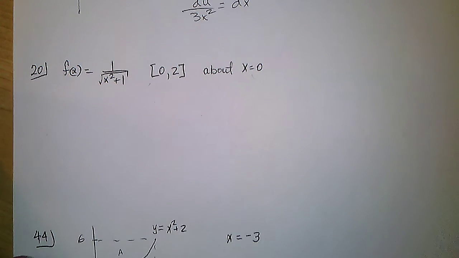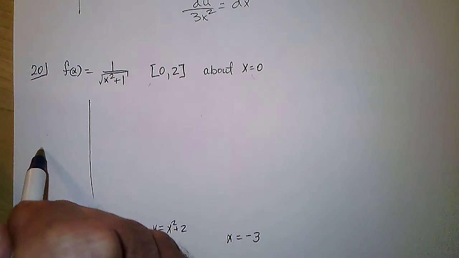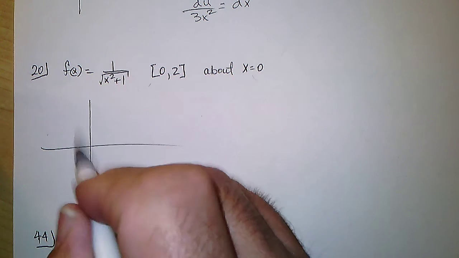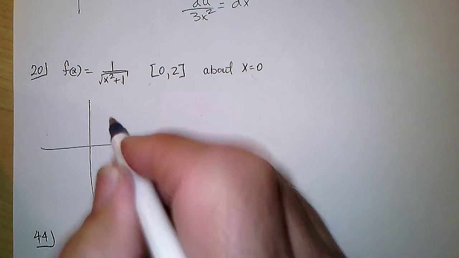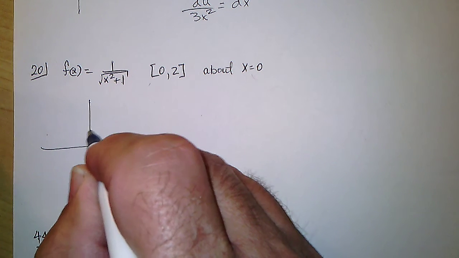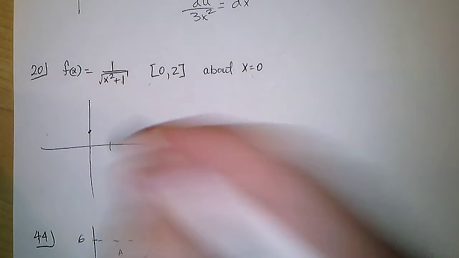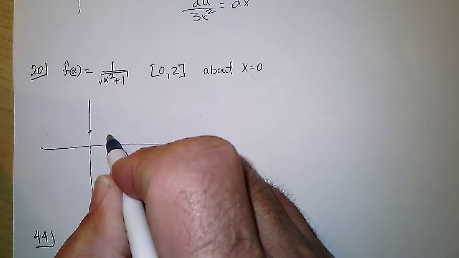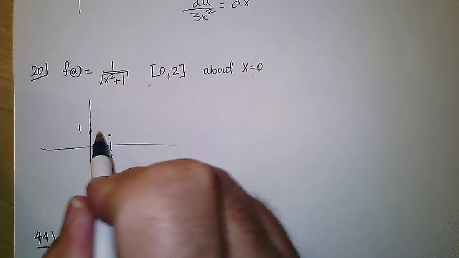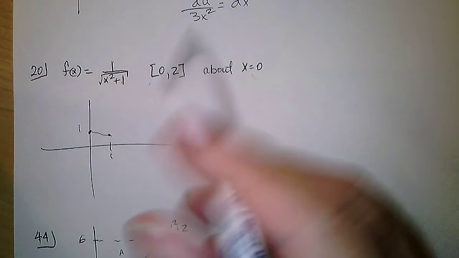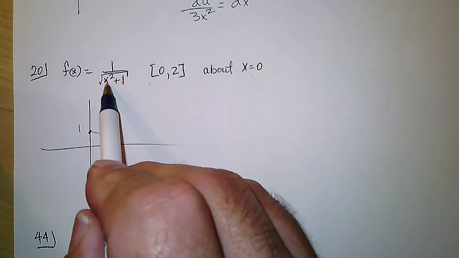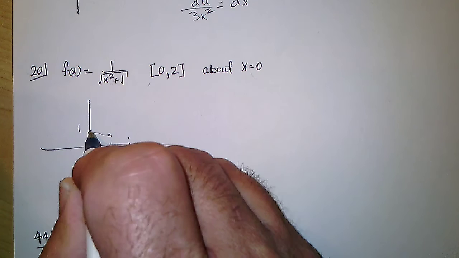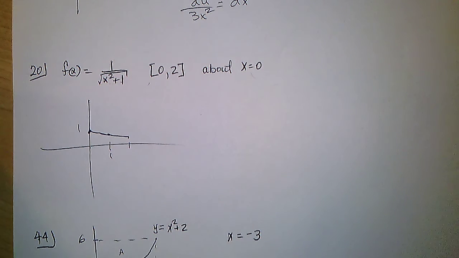Shell method on this one. Okay, what is this going to look like? When we put 0 in for x, we get 1 over the square root of 1, which is 1. When we put 1 in for x, we get 1 over the square root of 2, which is 0.7. If we put 2 in for x, we get 1 over the square root of 5, which is a little bit smaller. So it's something that's dropping down.